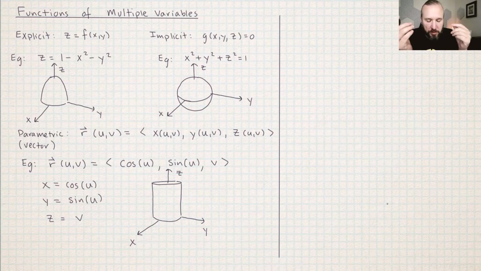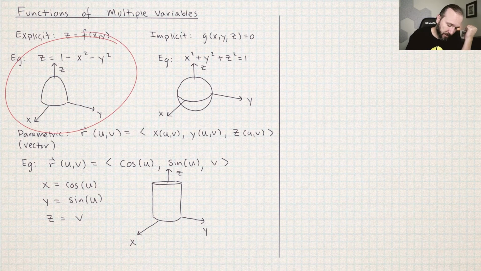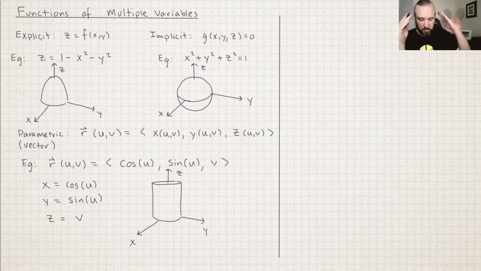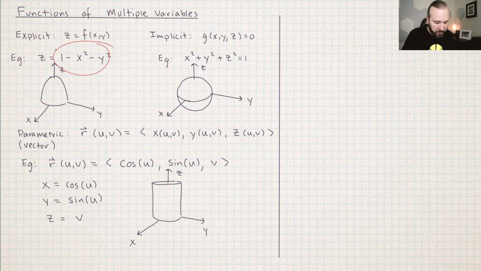Here are some examples of the types of functions that you'll commonly encounter in a Calc 3 class. The first type is explicitly defined functions. This is probably our most comfortable launching off place. This is where the height is just straight up a formula that depends on x and y. So I've graphed a basic downward facing paraboloid.